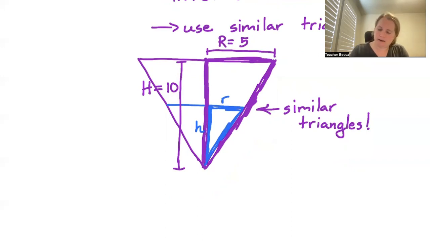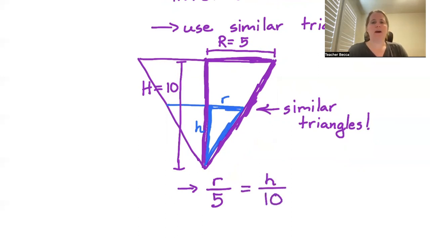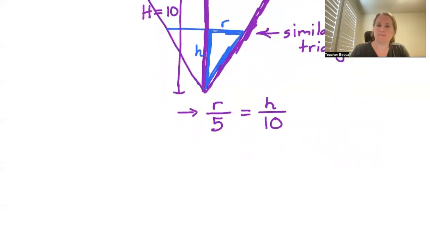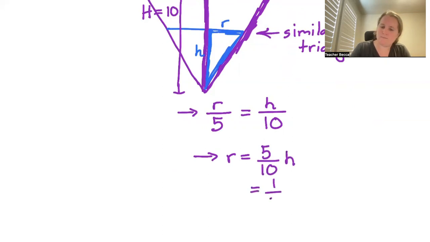So what we get is that r is to 5 as lowercase h is to 10. So our little r over 5, the small radius over the big radius, should be equal to the small height over the large height due to our similar triangles. So this tells us then that r is just 5/10 h, otherwise known as h/2.